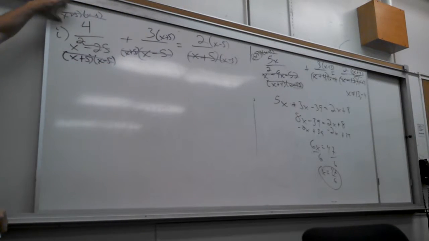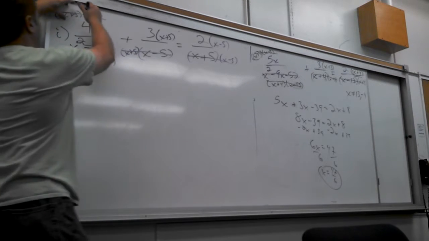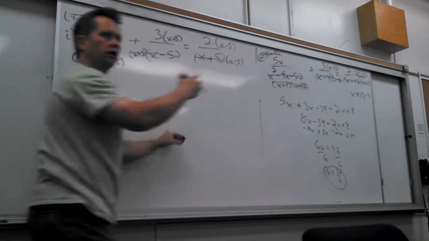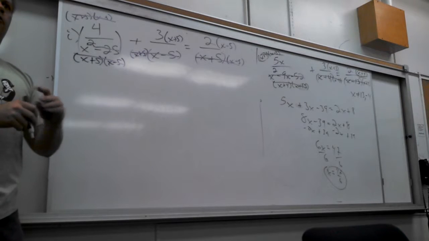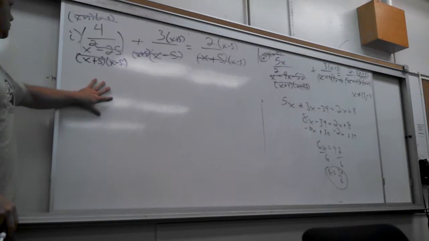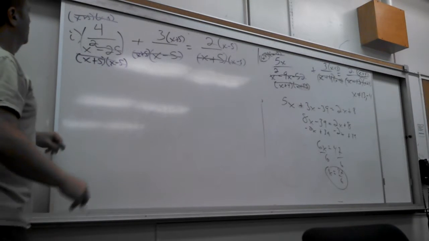So the step I just did with this, I hope you understand. If I wanted to be technically correct, I'd have to put it here and here and here. That's what I'm doing. I'm multiplying everything by that. Is that cool? I just don't want to write that much.